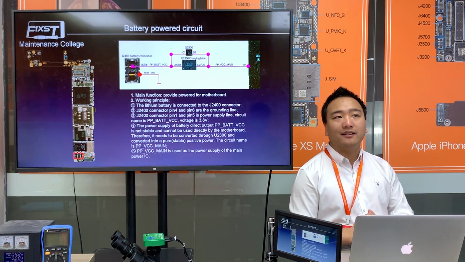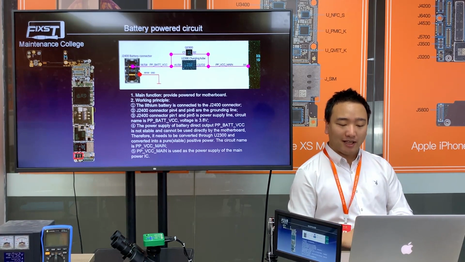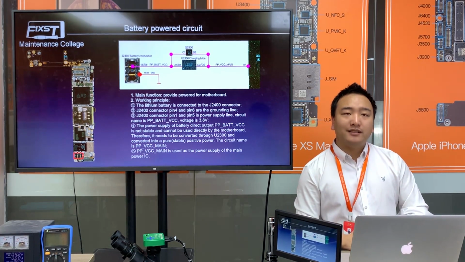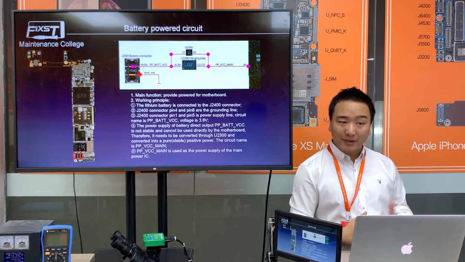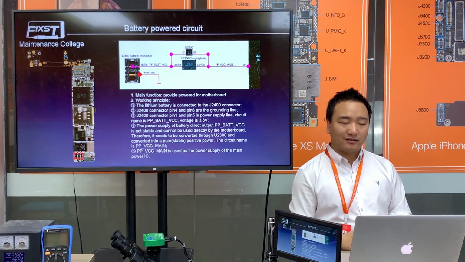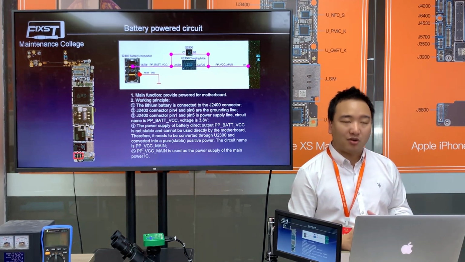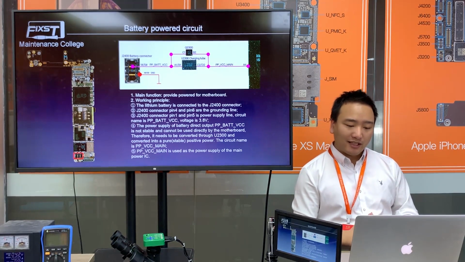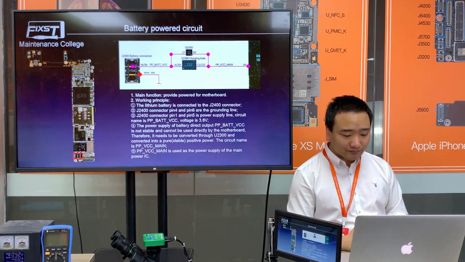This level is the more clean, more stable power. It is used by the U2300, the charging IC. We use the charging IC to exchange it to be a more stable power.